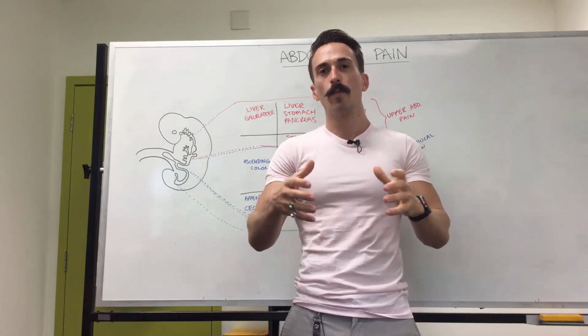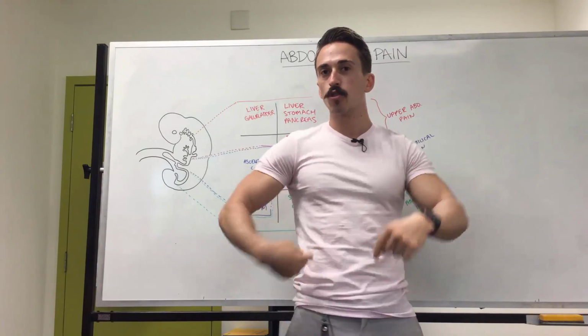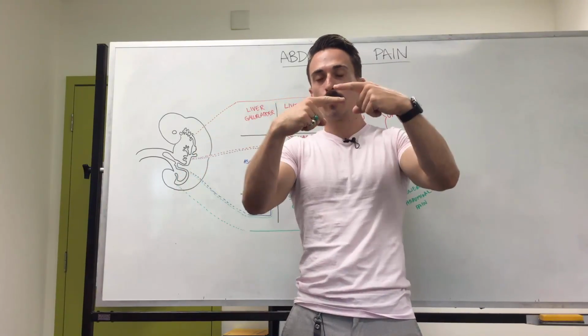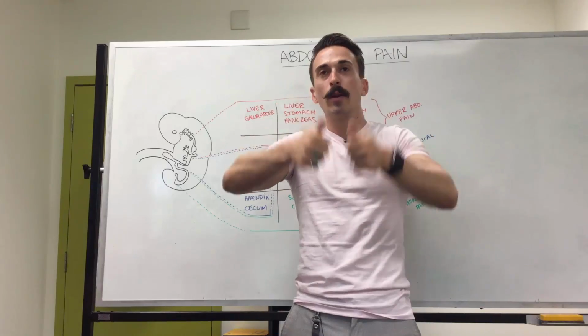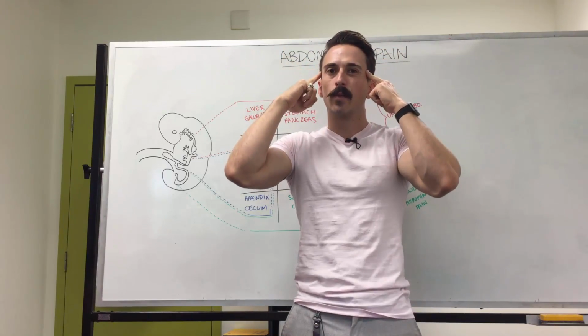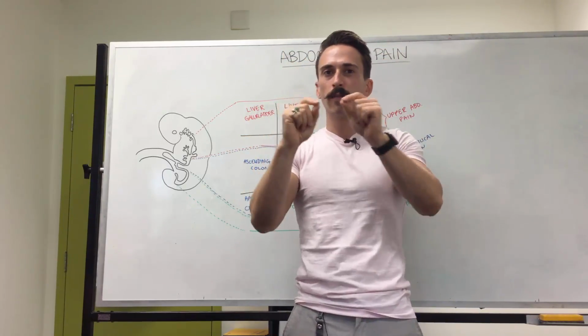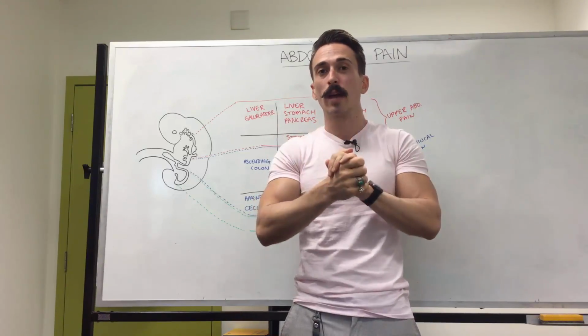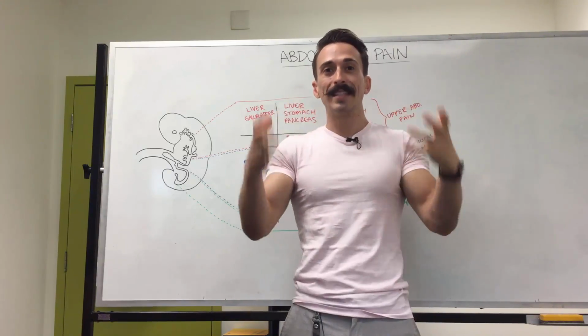So this is all referred pain, and the reason why is because different structures actually jump into the spinal cord at the same level, and the brain actually has a difficult time knowing which pain signal came from what particular structure. So this is abdominal pain.